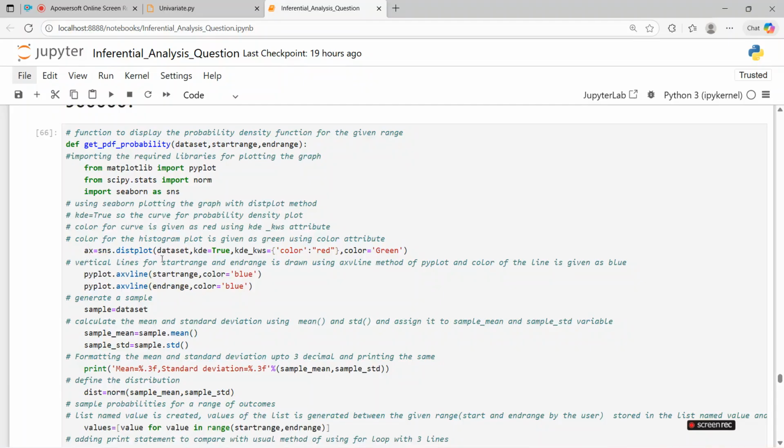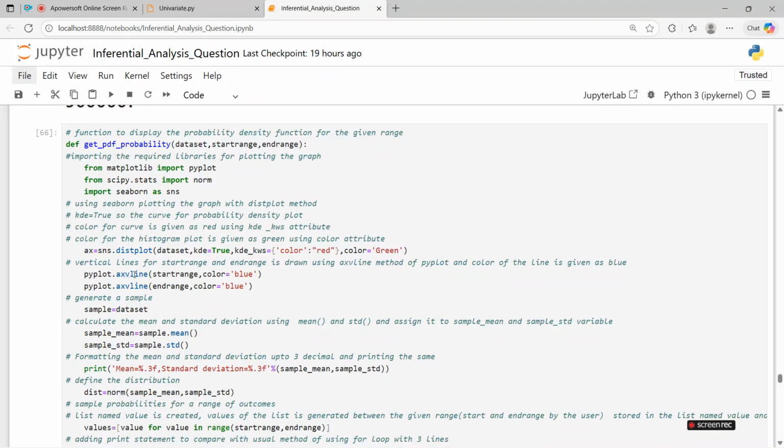So the first step is we are plotting using this plot, and we are passing the data set. We are having the curve visible to us, and the curve color is red and the histogram color is green. So the next one is we are using the axvline method. We are trying to draw two vertical lines for the start range and end range.